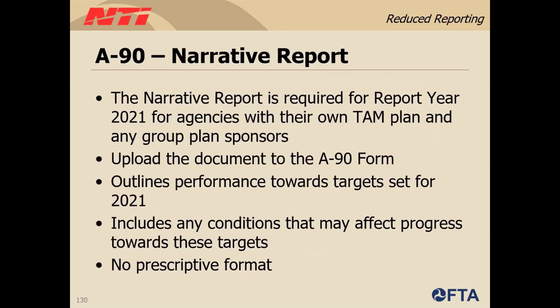The narrative report is required for all agencies with their own TAM plan and for group plan sponsors. This document will be attached at the bottom of the A90 form. The document should outline your agency's progress towards the targets that you set for 2021 and any conditions during the year that affected your progress. There is no prescribed format for this narrative. If you have any questions, please contact your analyst who can provide more resources.